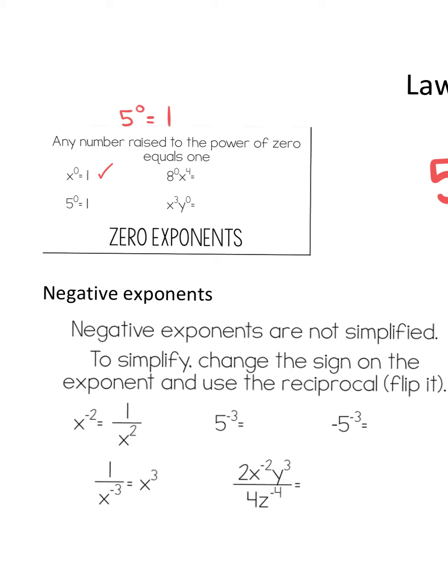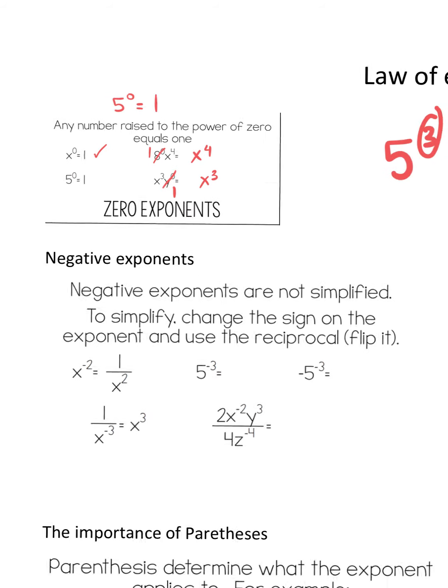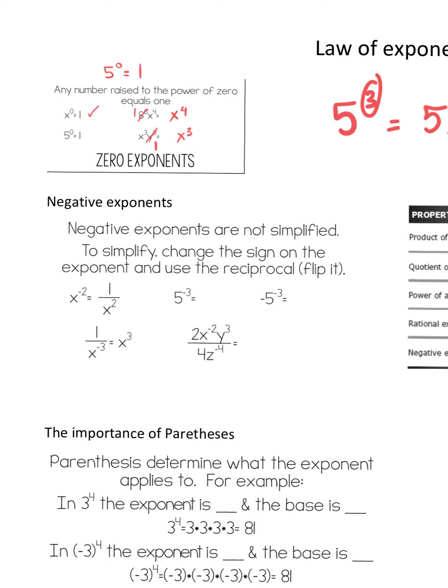8 raised to the power of 0 is 1. So 1 times x raised to the power of 4 is still x raised to the power of 4. X raised to the power of 3 multiplied by y raised to the power of 0. So this is 1, and x raised to the power of 3 is still x raised to the power of 3. So that's zero exponent. Okay.